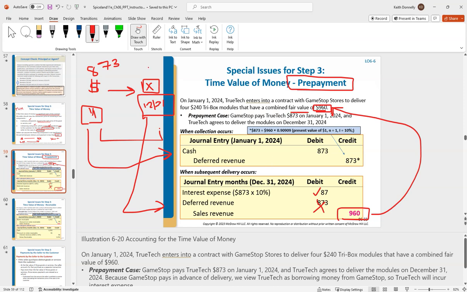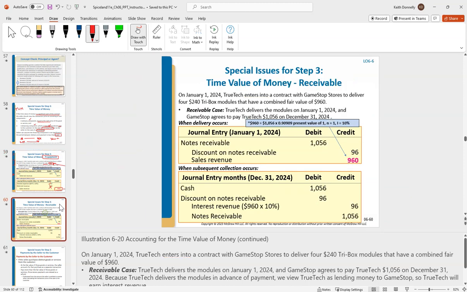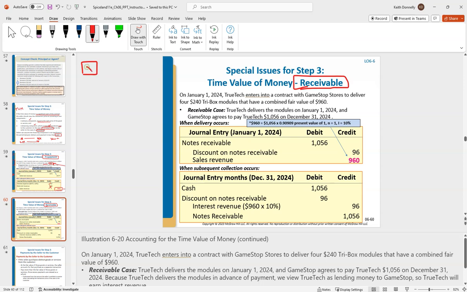So it's kind of like we're taking the 960 in revenue and shrinking it down when we get the cash up front, in light of that time value of money. So that's the prepayment case. How about a receivables case? What's going on here? This is going to be the flip side. There will be the Xbox up front, and then later on there will be the cash.